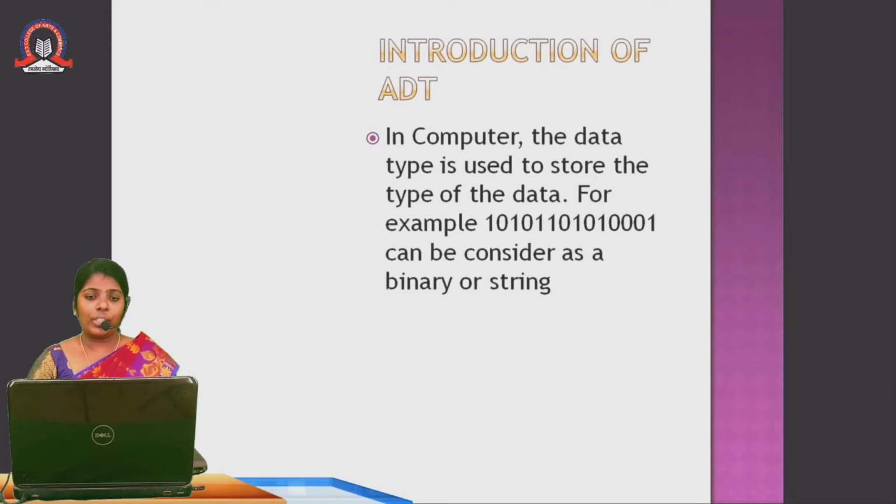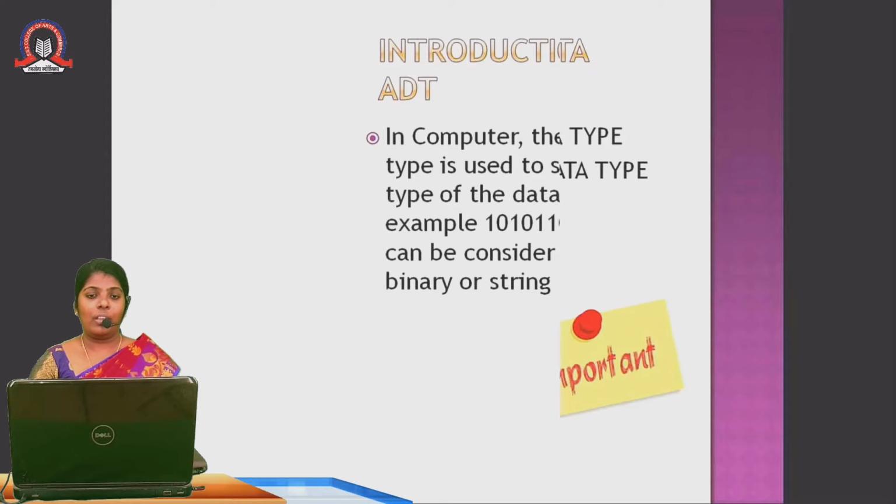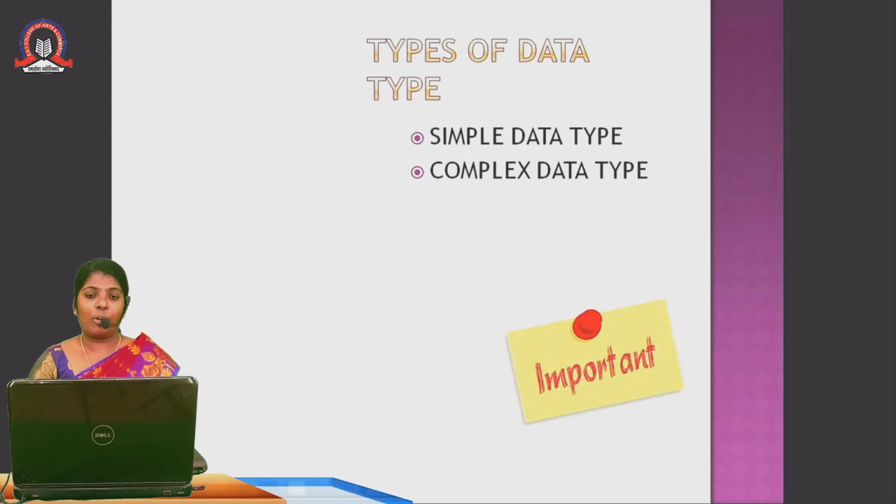In the computer, the data type is used to store the type of the data. For example, 1001. Okay, it can be a binary or it can be a string. So here you can see types of data type. One is simple data type and another one is complex data type.